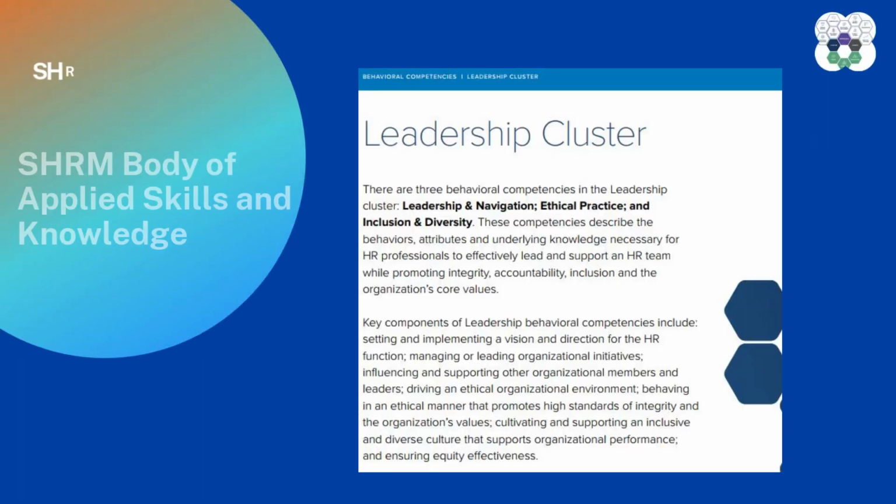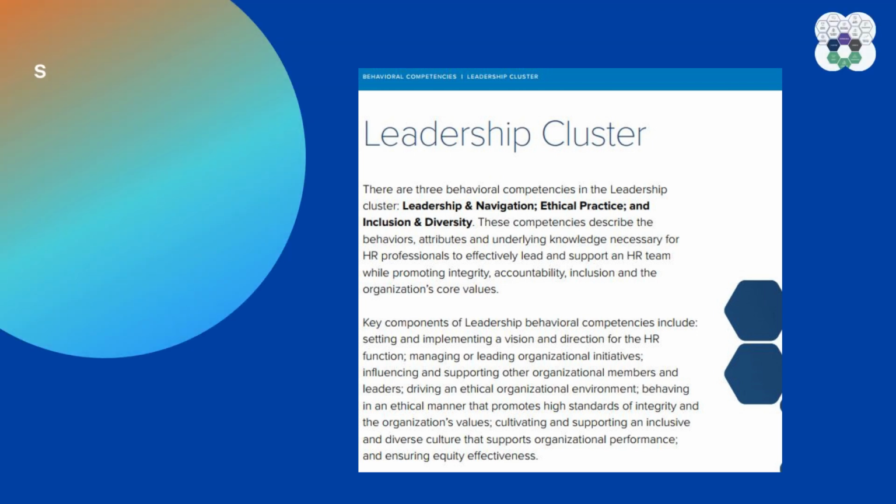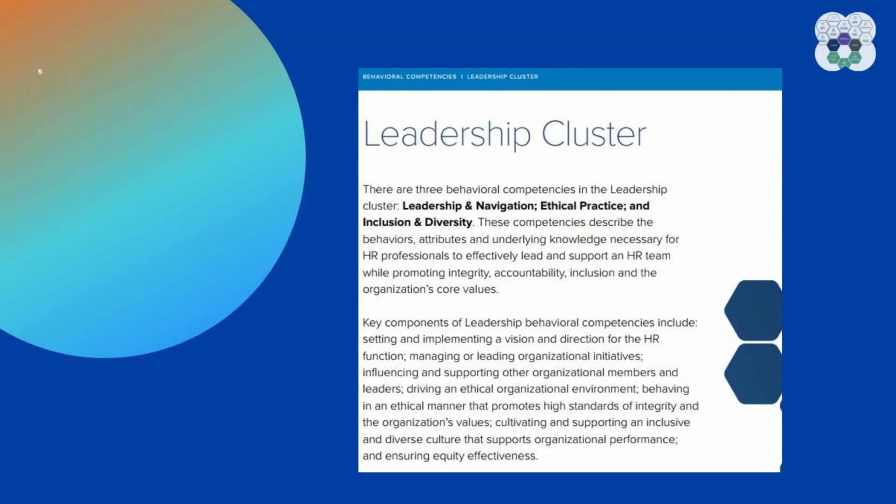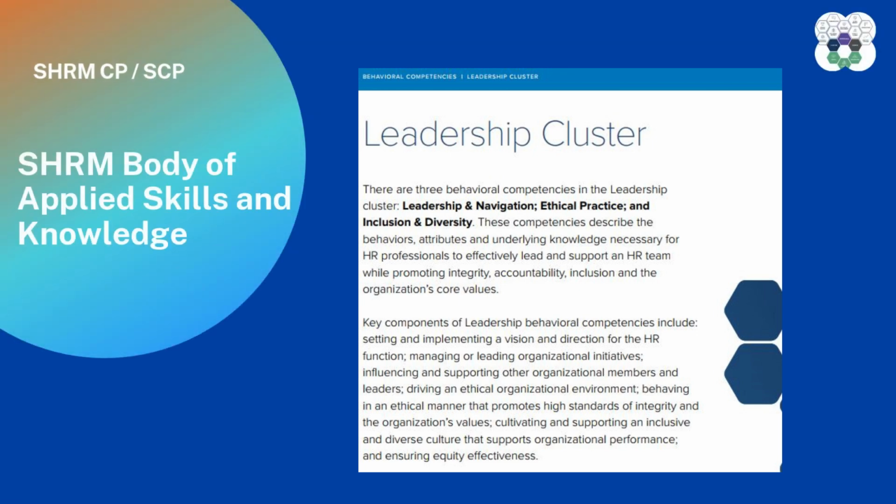Behavioral competencies. Leadership cluster. There are 3 behavioral competencies in the leadership cluster: leadership and navigation, ethical practice, and inclusion and diversity. These competencies describe the behaviors, attributes, and underlying knowledge necessary for HR professionals to effectively lead and support an HR team while promoting integrity, accountability, inclusion, and the organization's core values.